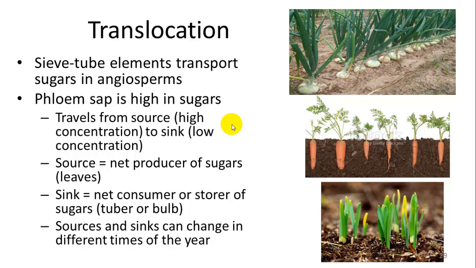But in the winter time, a tree may then switch the source and sink from the roots to different areas that may need to use it. Leaves won't generally be there in the winter, but different parts of the stem then.